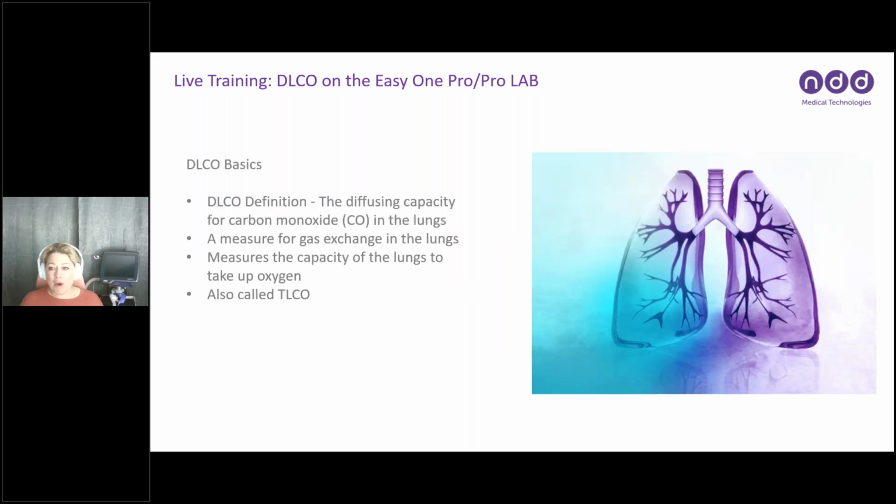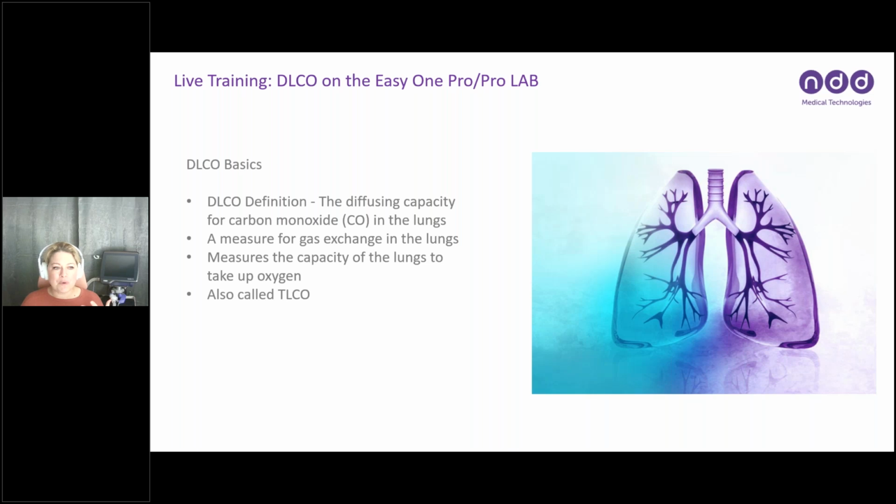All right, so we're going to get started with talking a little bit about the how and the why of DLCO. Why do we want to do it? What can it tell us in addition to traditional spirometry? DLCO is the diffusing capacity for carbon monoxide in the lungs. This is a true measure of gas exchange. It measures the capacity of our lungs to take up oxygen and use oxygen in our body. And in some areas of the world, you might be more familiar with the term TLCO.